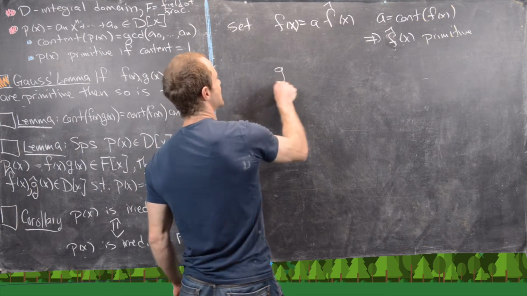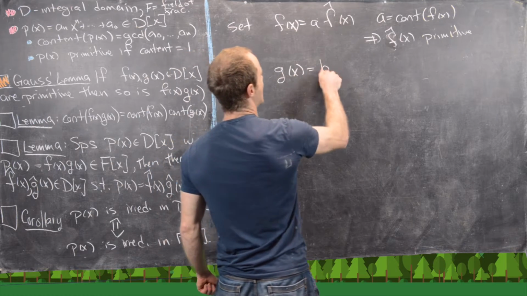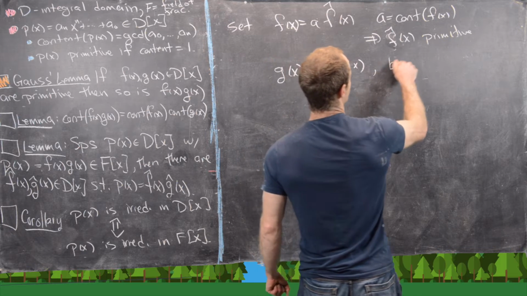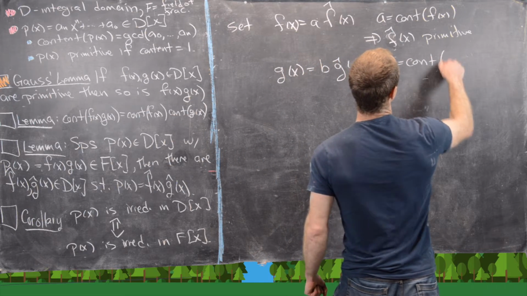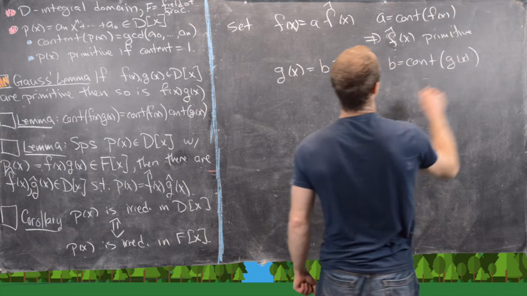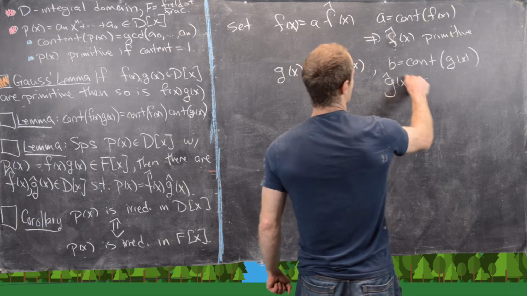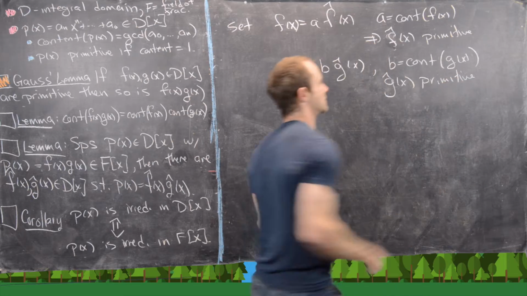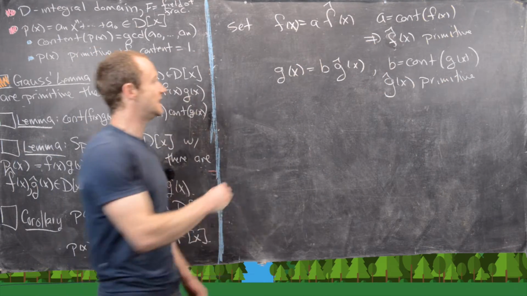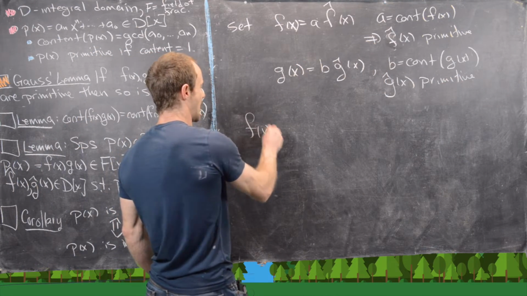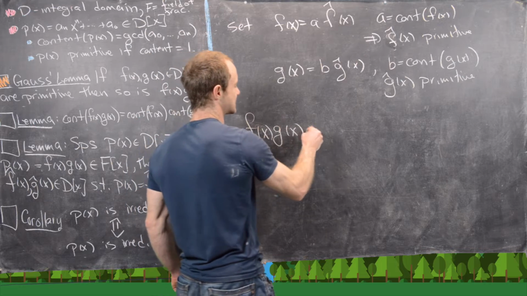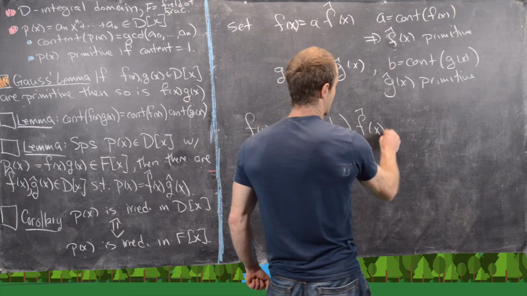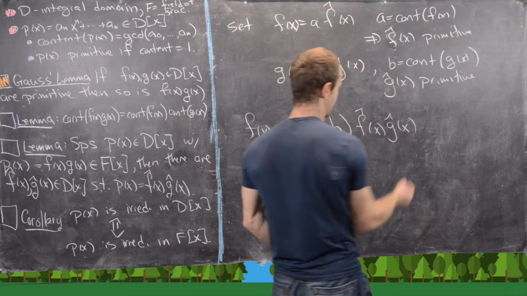Now we're going to do the same thing with g(x), so we're going to write that as b times g hat(x). And then we're going to say b is the content of g(x). And furthermore, g hat(x) will be primitive for the same reason exactly. Great. But now notice we can write f(x) times g(x) as a times b times f hat(x) times g hat(x).